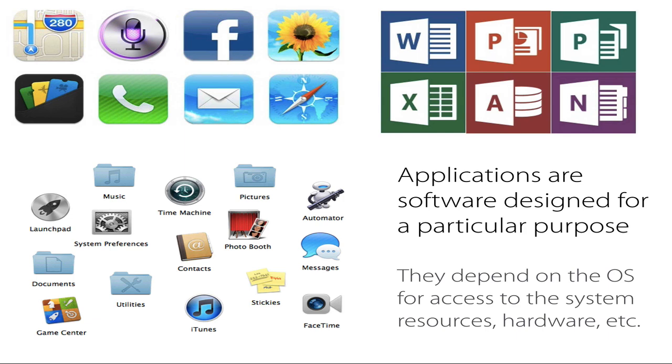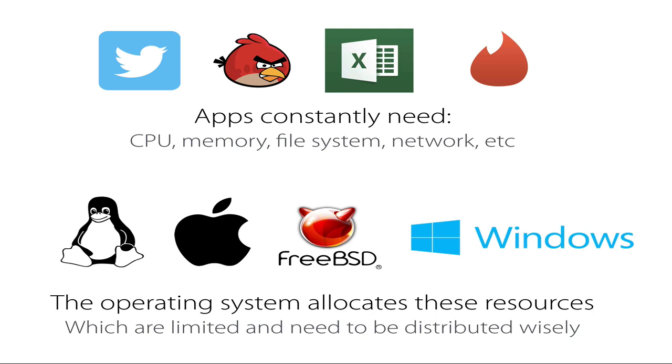The ones at the bottom left are on my Mac, and then top right on my Windows machine. And these are all things that users interact with, right? Well, all these things constantly need CPU, memory, file system, network. They need all sorts of stuff, right?